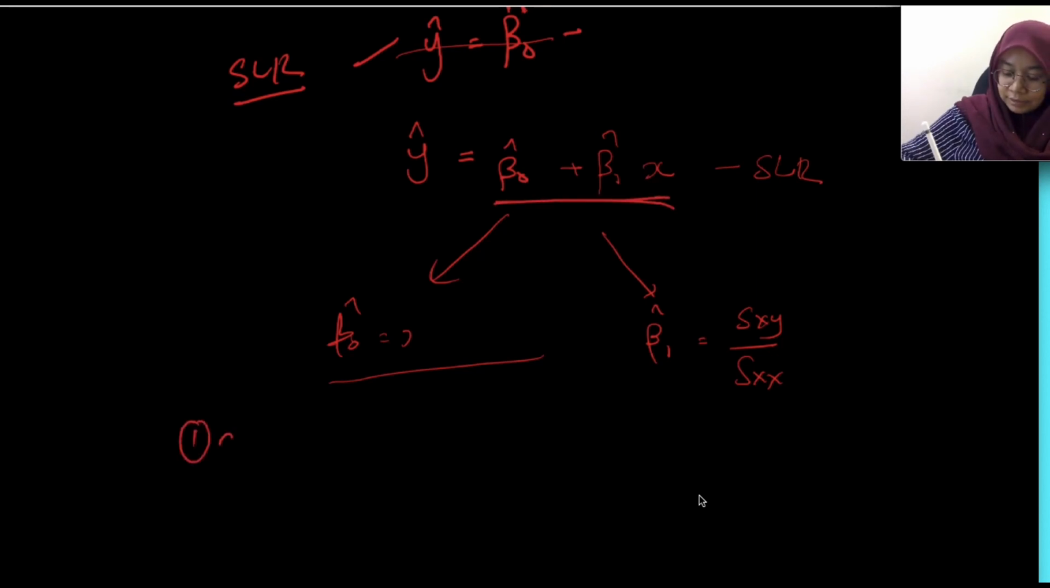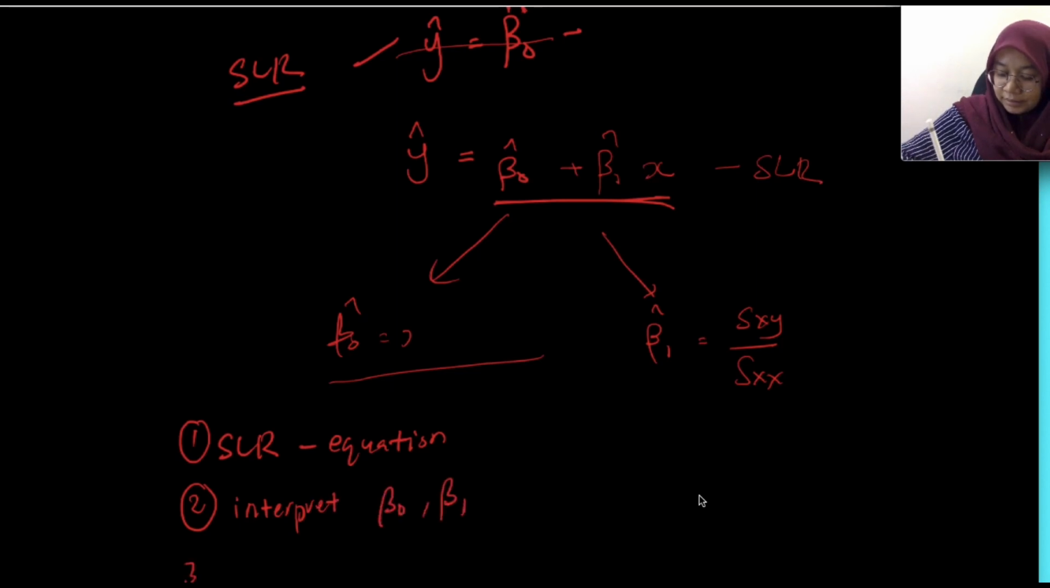So first, you have to know how to write down the simple linear regression equation. Number 2, you interpret beta naught and beta 1. And then number 3, you estimate. Okay, so you will see later on when we do the exercise.